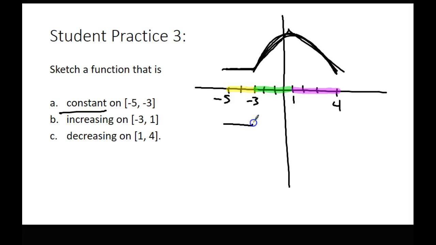Some of you guys had this. Some of you guys had this. But it doesn't matter. You had the right shape, right? From -5 to -3, it was constant. From -3 to 1, it went up. And then from 1 to 4, it went down. That's it. That's all that's really required, and that's slope.